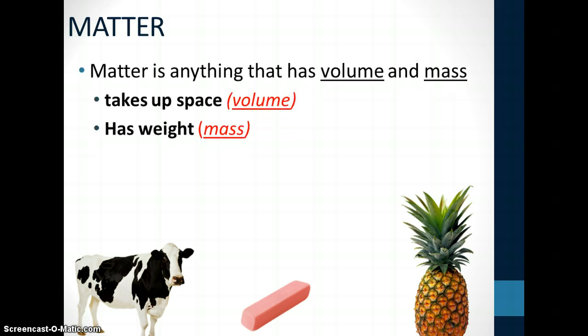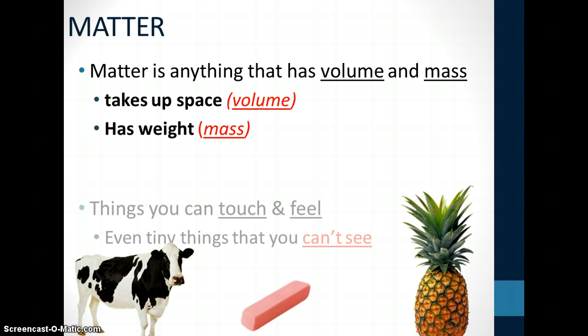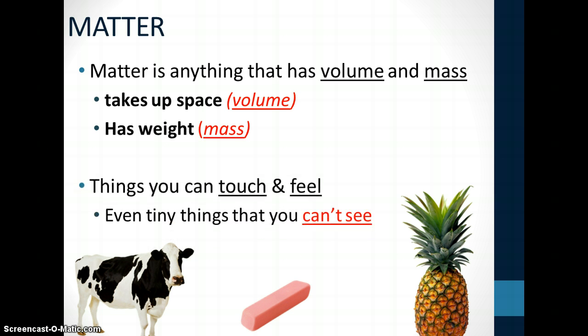So matter is anything that has volume and mass. It must have both volume and mass. Volume means that it takes up space, and mass means that it has weight. So things that have matter are things that you can touch and feel, even tiny things that you can't see, like atoms, which we will talk about when we get to the periodic table.